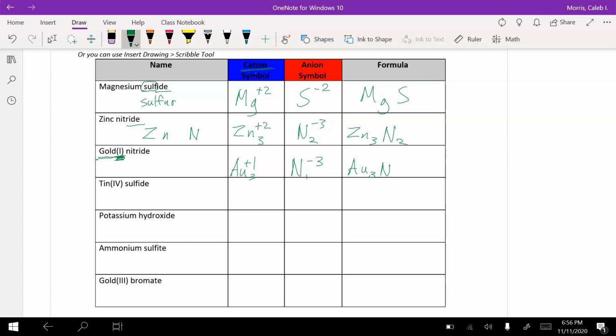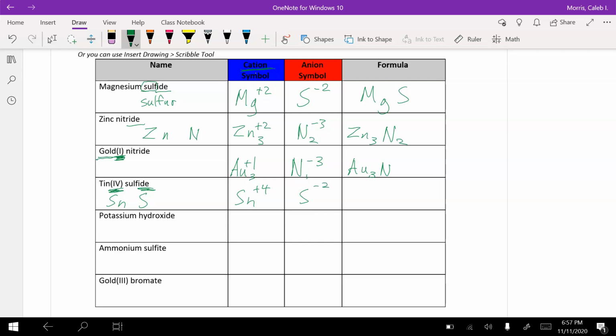Tin 4 sulfide. Tin, by the way, is Sn, another one that might be helpful to memorize just because it's not what you would think. And then sulfide starts with sulfur, S, and we actually did that up here. We found sulfide earlier to be negative 2. So we could say Sn with a positive 4 charge, and then sulfide, that's S with a negative 2 charge.